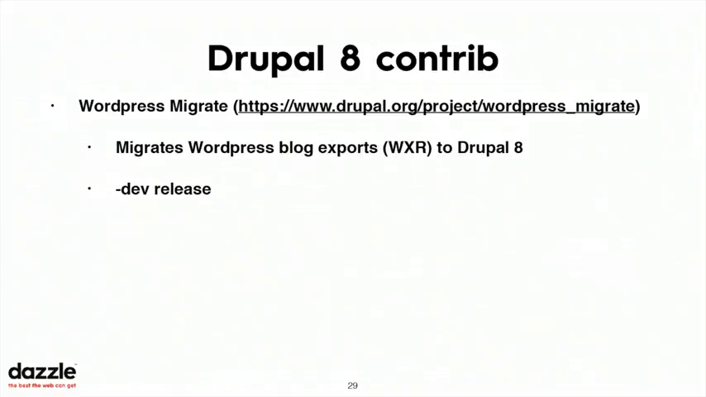And there's a module also by Mike Ryan called WordPress Migrate, which allows you to export WordPress blog export files and migrate them into Drupal. Currently it's in dev release, so I'm not sure how stable it works, but if you want to move over your WordPress blog, you can try it out.